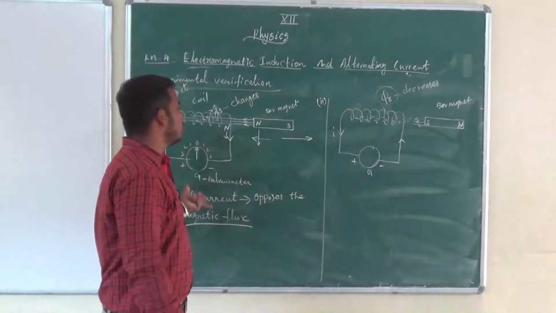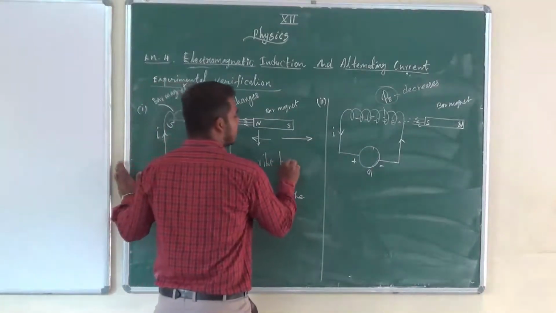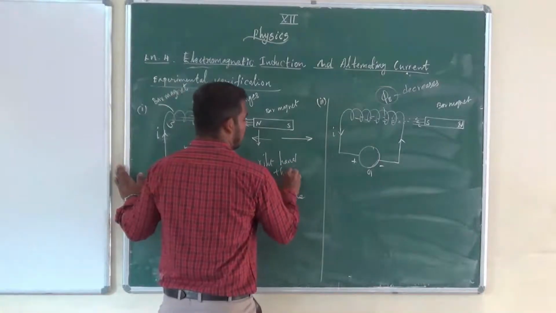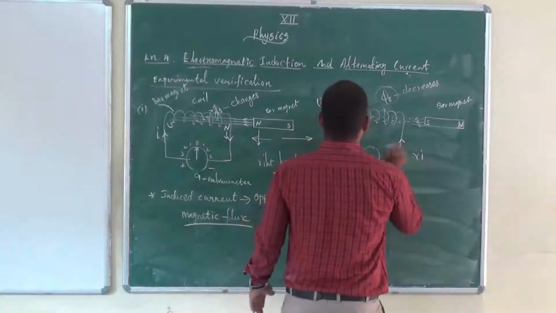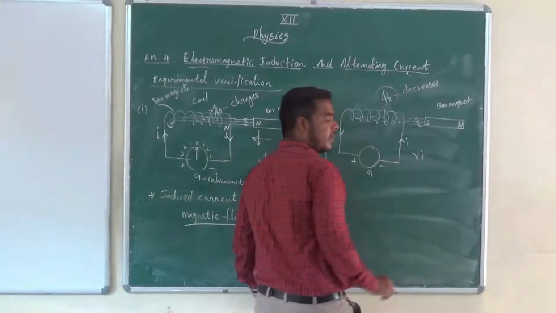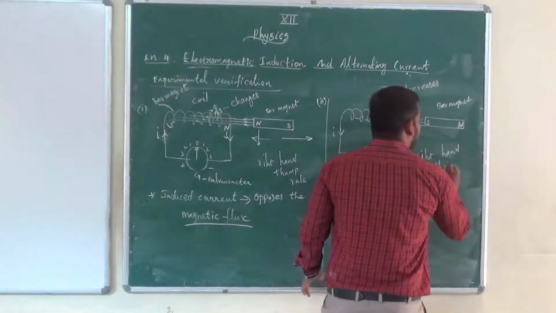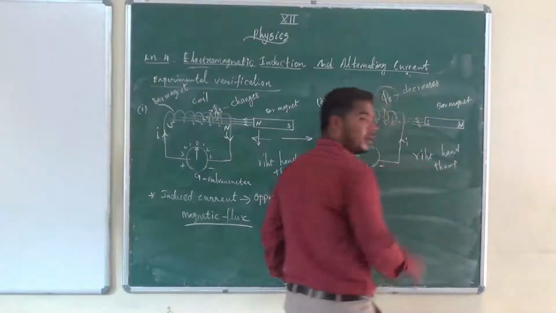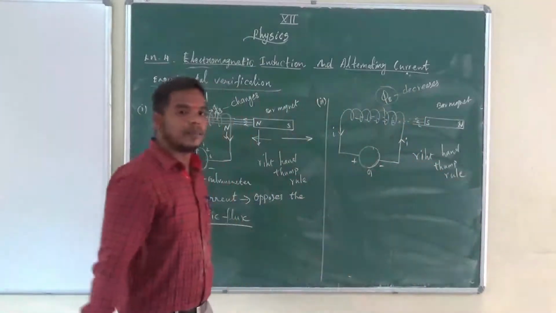The direction of the induced current you need to find using the right hand thumb rule. One more question: here also you have to find the direction of the induced current using the right hand thumb rule. This we already discussed in our previous chapter. Okay, right hand thumb rule.